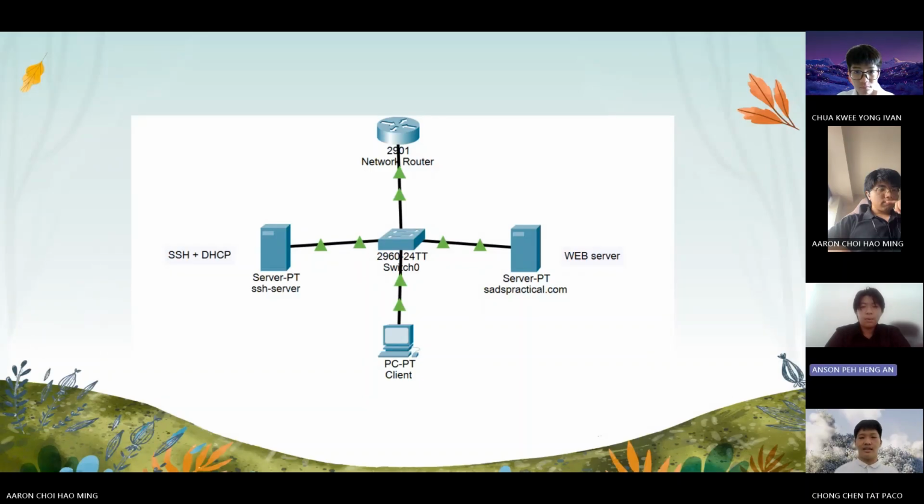So this is our topology diagram with the web server being sadspractical.com connected to a switch which is connected to the SSH server, which has DHCP as well, connected to the network router and client PC.